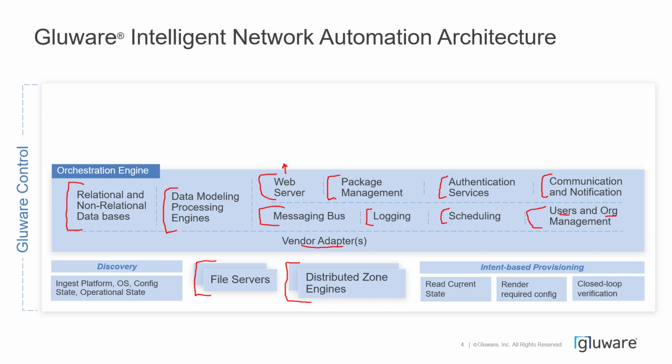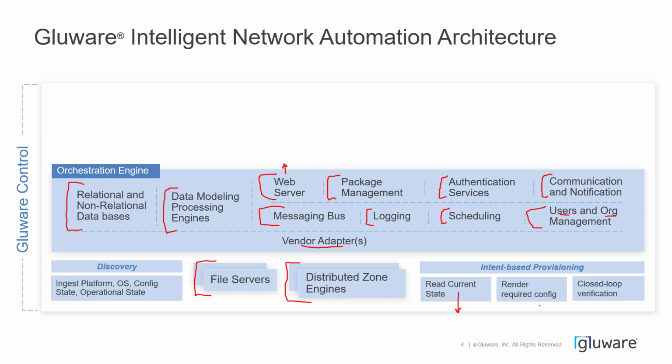I was going to go a little bit further into what intent-based means. So with an intent-based provisioning architecture with Gluware, you're defining an intended state, the policy or the network configuration that you want to be on the network. Gluware will read the current state. We ingest that into a data model. We then compare it to the desired state, and we will render on the fly what is required to achieve that desired configuration. This includes removing statements that are out of policy.